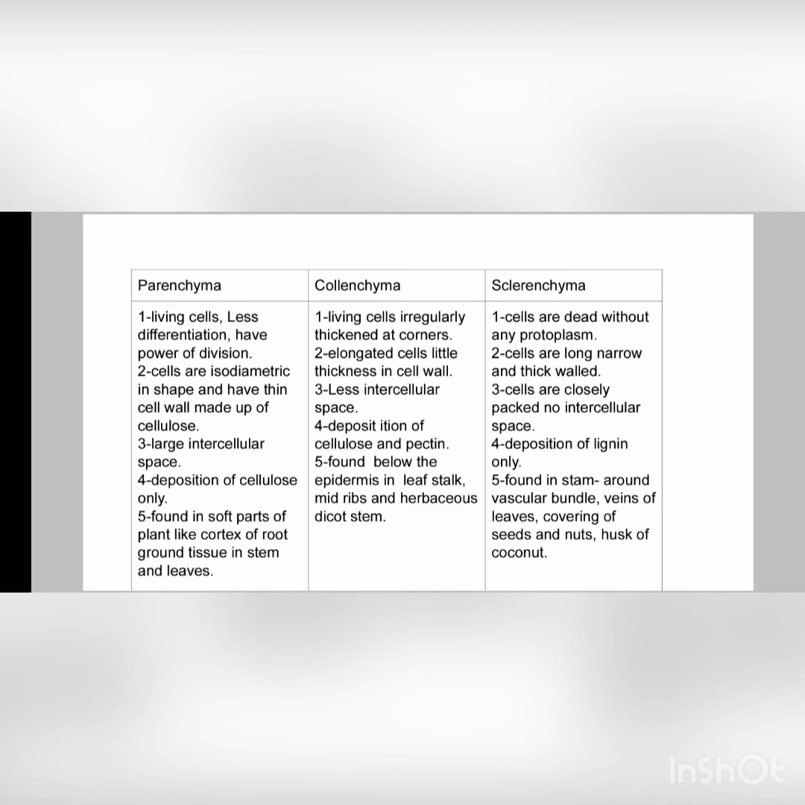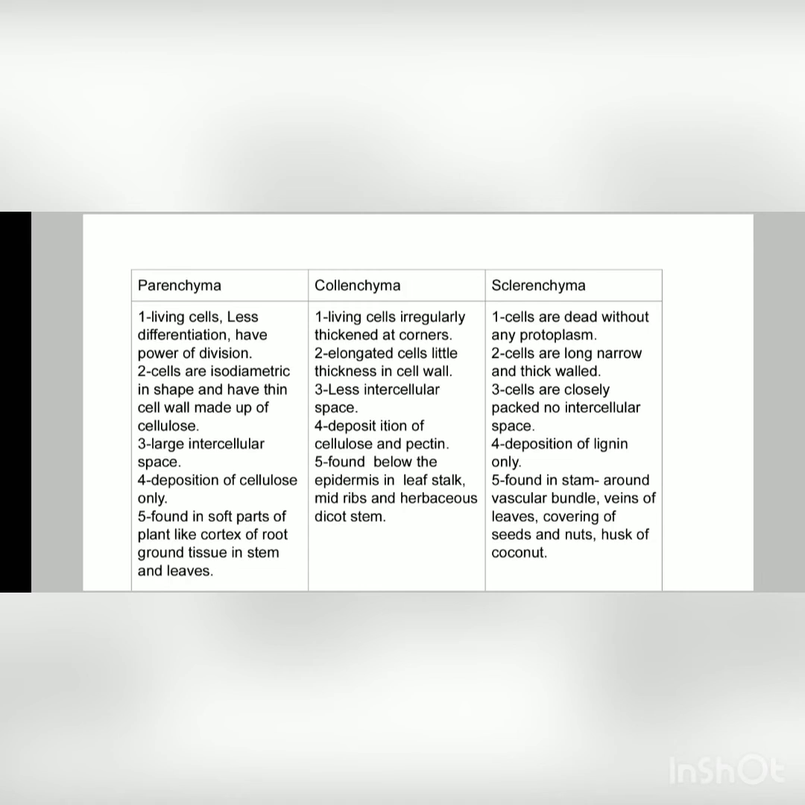So let us see in detail about parenchyma, collenchyma and sclerenchyma. And we are going to study this in the form of differences so that you can study and compare them. So let us see the comparative study of parenchyma, collenchyma and sclerenchyma. The first point is parenchyma have living cells and they have very less differentiation and have the power of division. They may divide further.